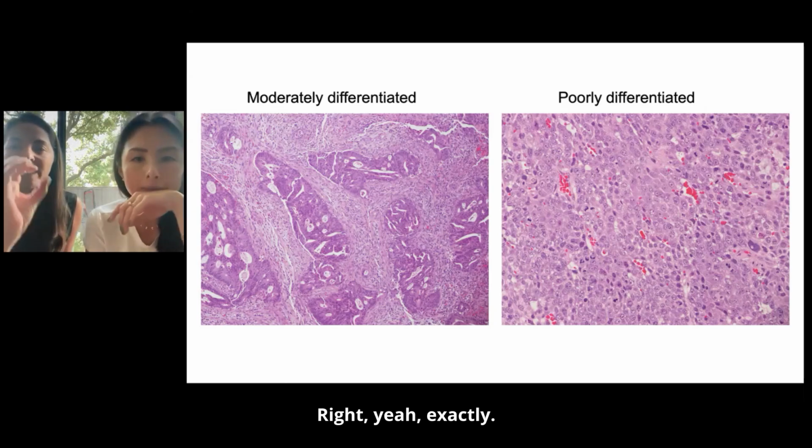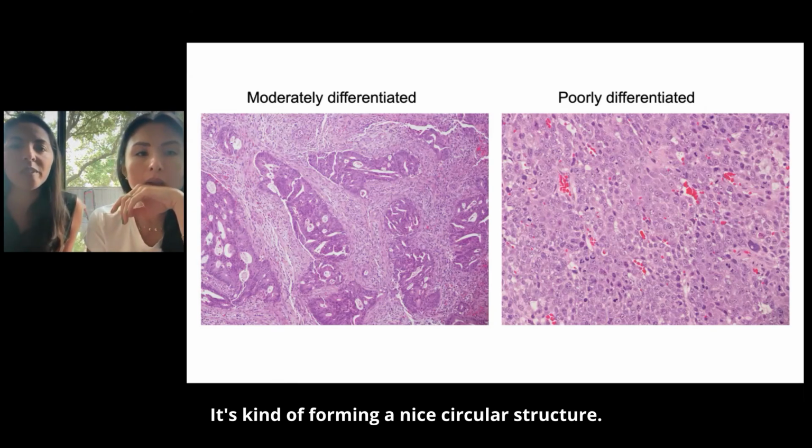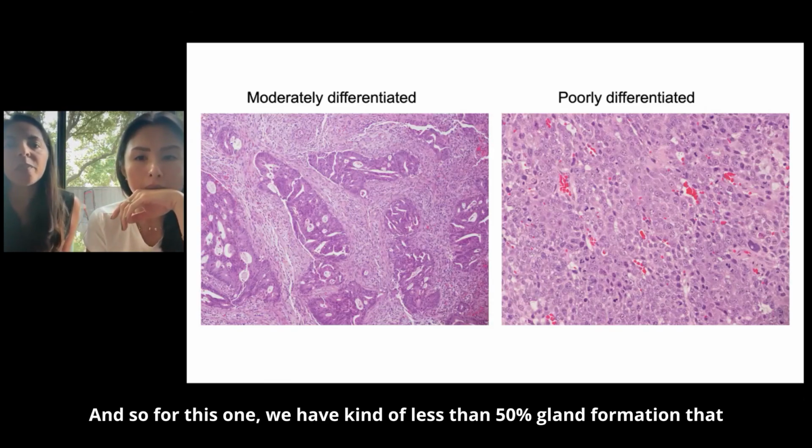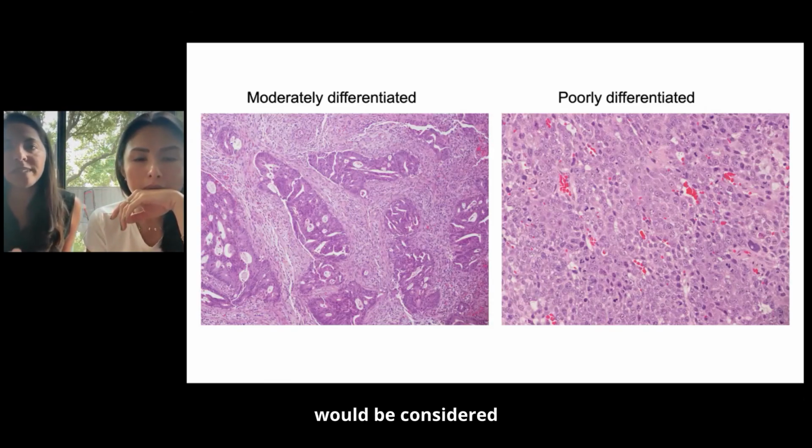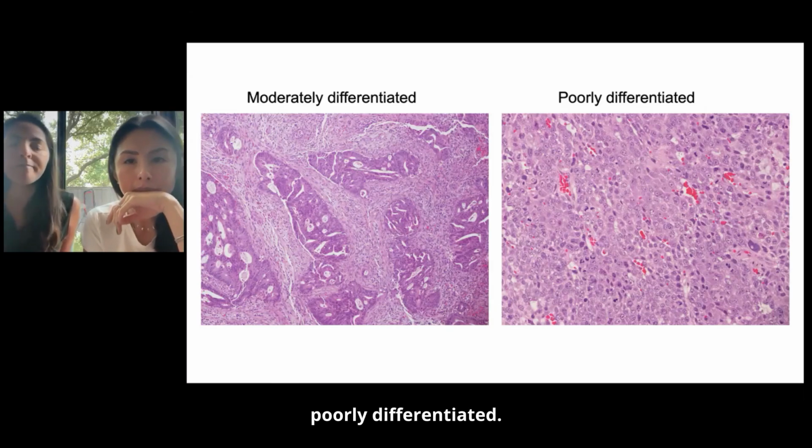Exactly. It's kind of forming a nice, circular structure. Got it. And so for this one, we have less than 50% gland formation, which would be considered poorly differentiated.